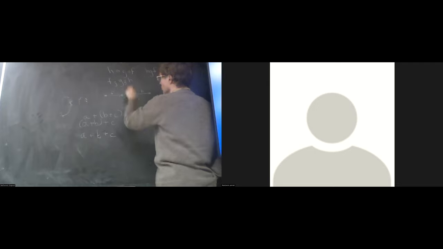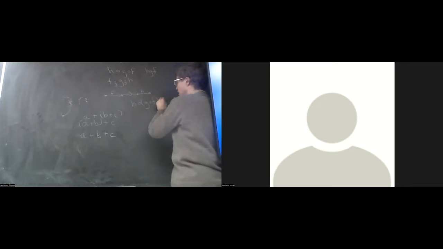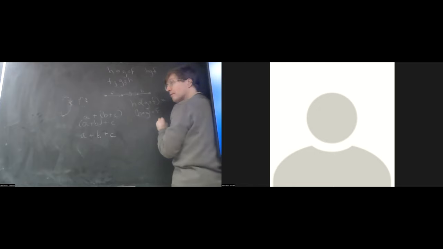We could write it either way, but one way to write it would be H after G after F equals H after G, after F. You could compose these two first and then do this, or you could do this and then compose it with the result of composing these two.